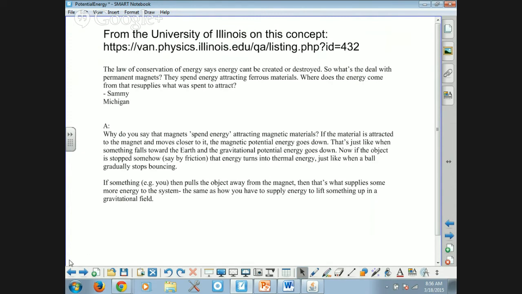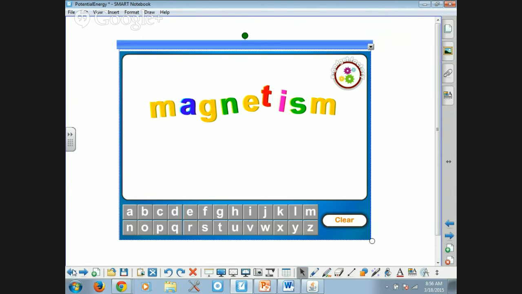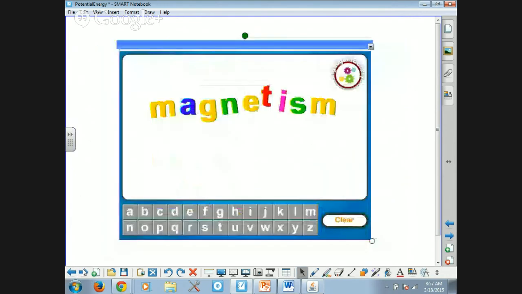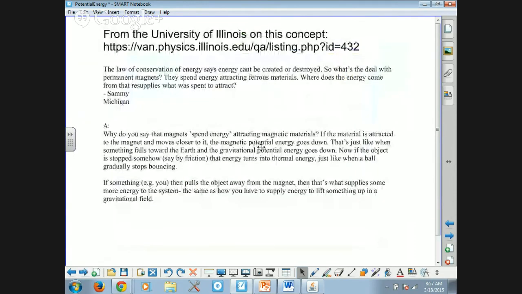But when we go back to the state standard, it says that you should understand that magnetic potential energy is associated with the position of the magnetic objects relative to each other. Keep in mind that we're saying that the further they are from each other within reason, the potential energy will go up. The closer it gets to it, the potential energy goes down.